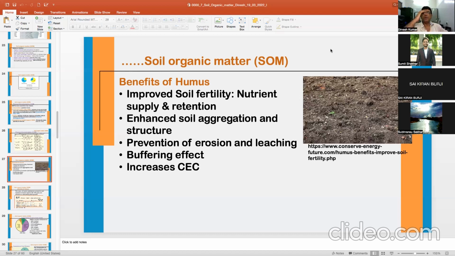Yeah, it is positive. So soil pH acts as a buffer, and the changes in pH are countered. It will not allow change in pH. It will help to stop the quick change in pH. That is the meaning. Increases cation exchange capacity.